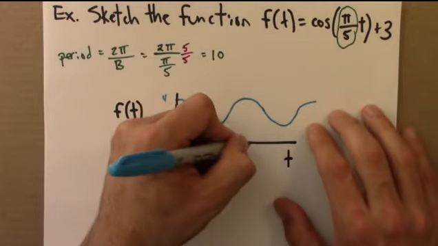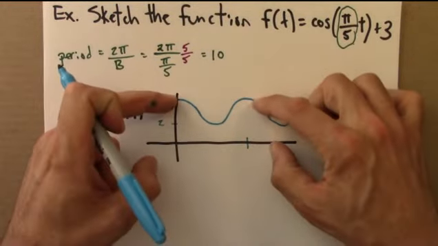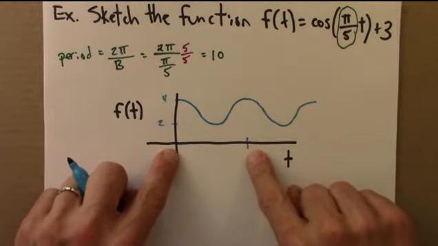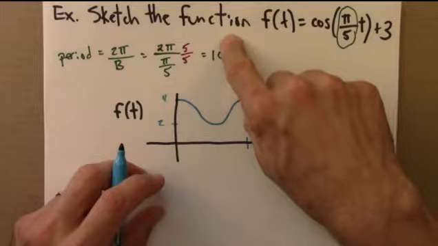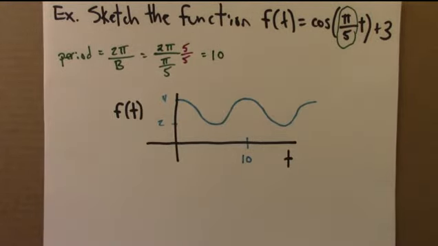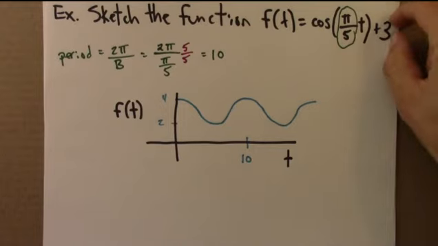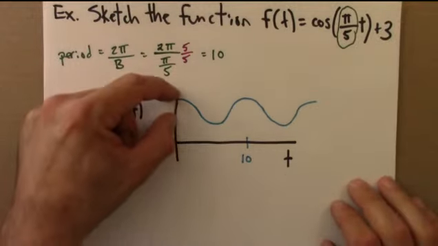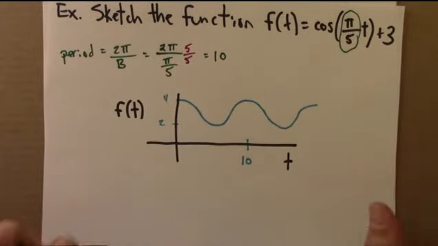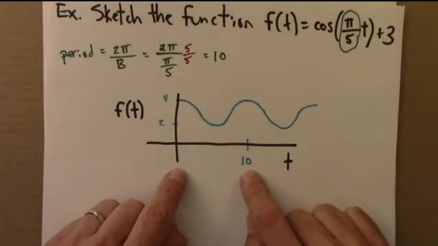That's 2. This is the amount of time it takes to do one complete cycle. From here to here, it does one complete cycle, and we decided that that was 10. So that's a rough sketch of this function. It's a cosine wave. It's shifted up by 3. So instead of being down here, it moves up there. And the period is 10 instead of the default period of 2 pi.